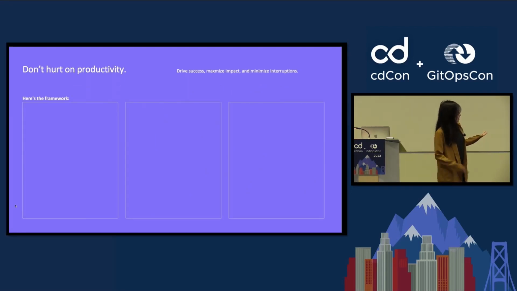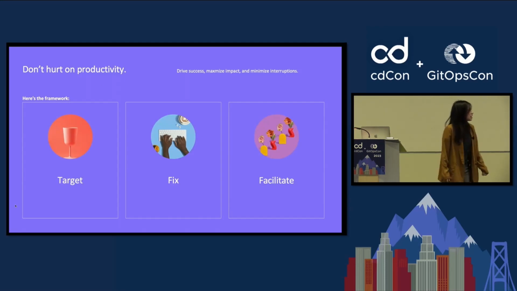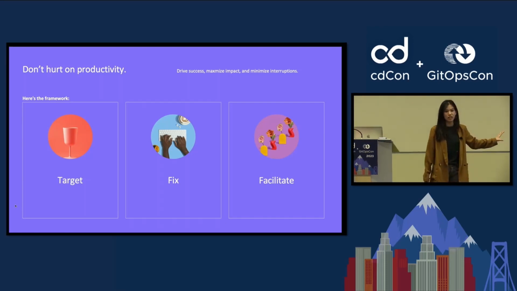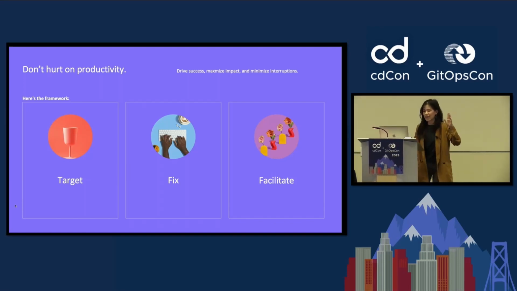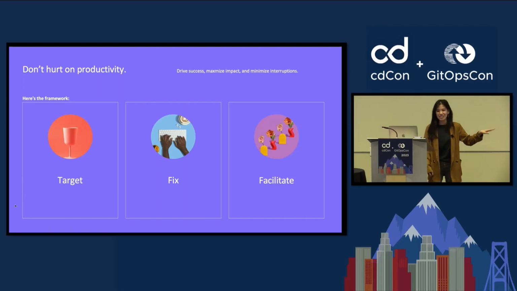All right, so here's the framework. The idea here is there are three areas that you want to focus in on when it comes to developer enablement, specifically related to DevRel and outreach, and I'm sharing it here, and we'll talk more about how it'll drive success, maximize impact, and then minimize interruptions.